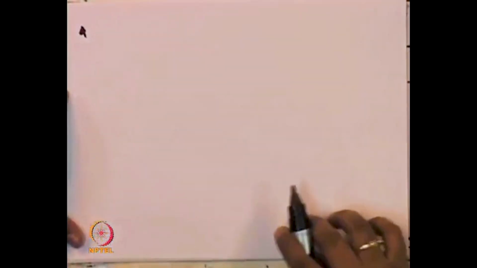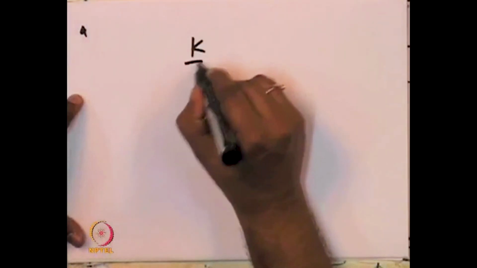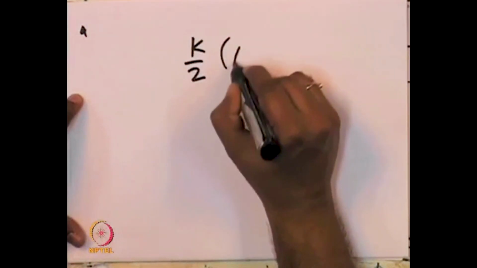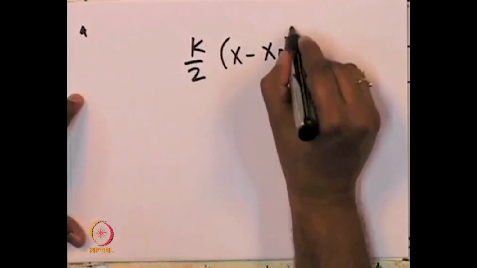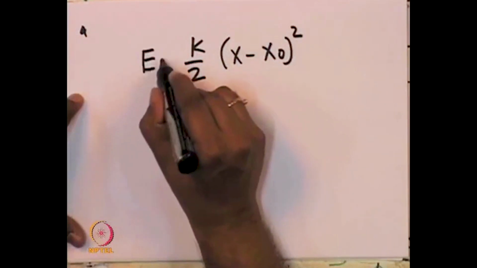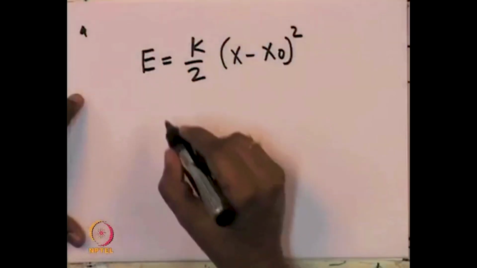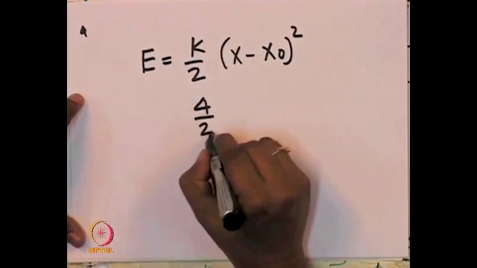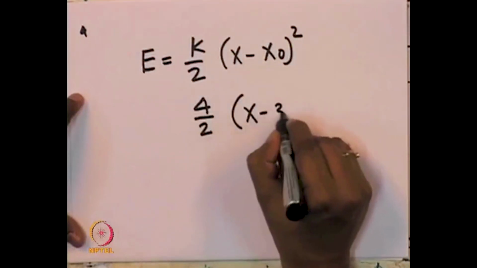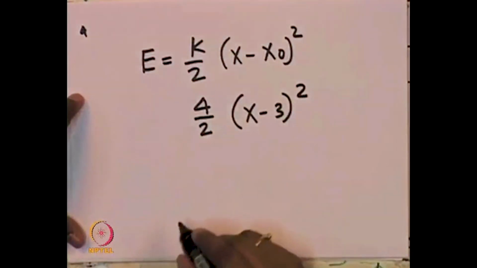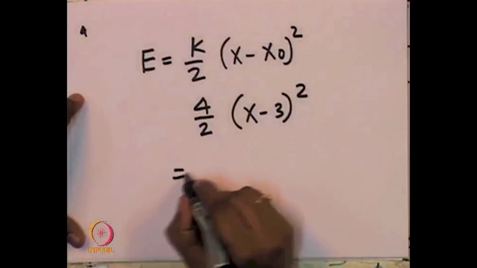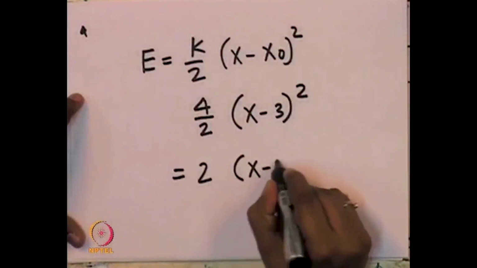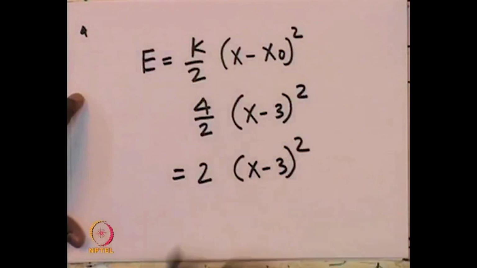So what we have here, as we have written, is k by 2 into x minus x0 whole square, which was the energy. Now in this example we have k by 2 equal to 2, so k is 4, so 4 by 2 into x minus 3 whole square. This is 2 into x minus 3 whole square. So this is what we plotted.